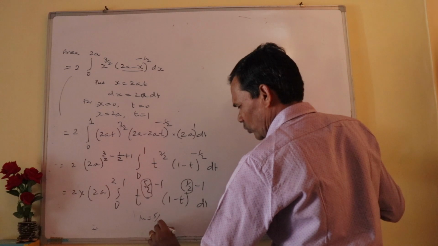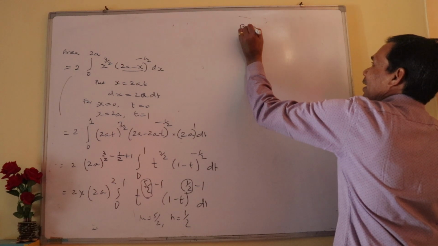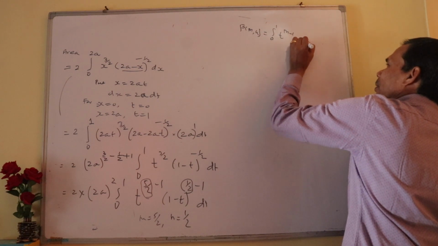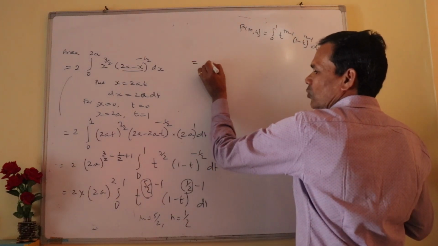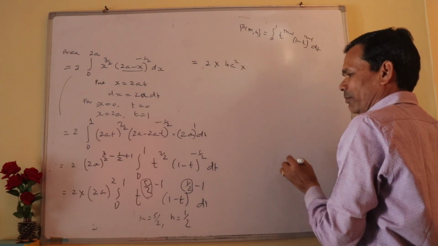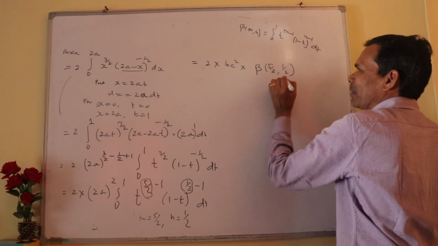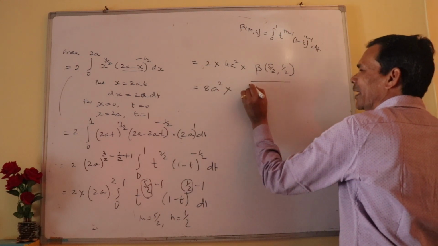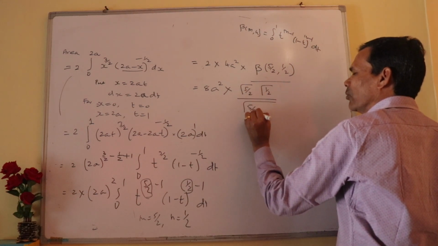M is equal to 5 by 2. If you compare with the beta function, it is m and n, because beta of m, n is the integral from 0 to 1 of t raised to m minus 1, 1 minus t, bracket raised to n minus 1, dt. So comparing with beta, you are getting 2 times, this is 4a square, and this is beta of 5 by 2, half. Let's simplify this. This is 8a square multiplied by, by the relation between beta and gamma, gamma 5 by 2 gamma half divided by gamma of 5 by 2 plus half.